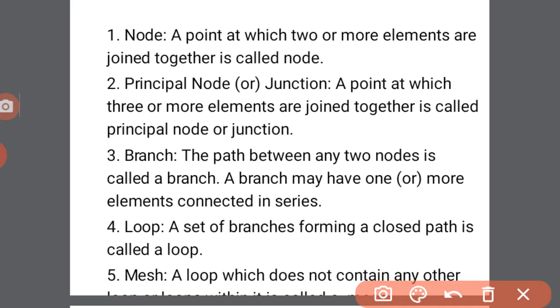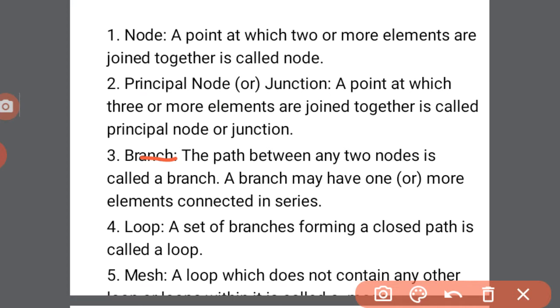Next one is branch. The path between any two nodes is called a branch. That means the path between any two nodes is called a branch. A branch may have one or more elements connected in series.